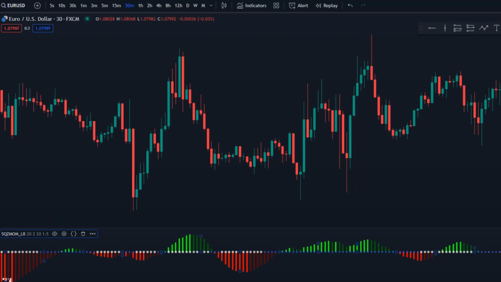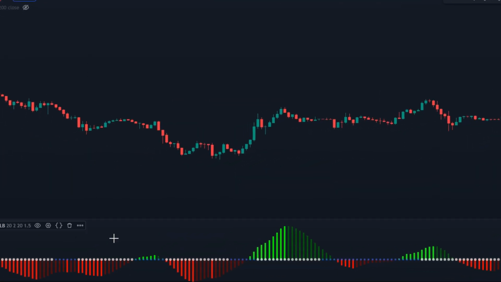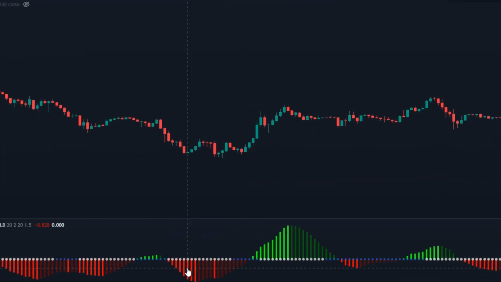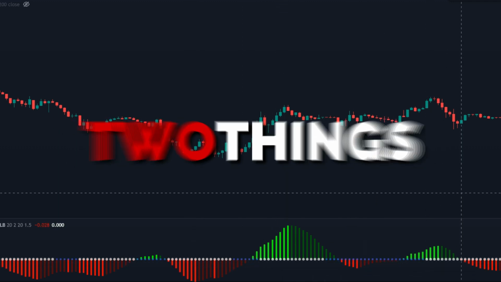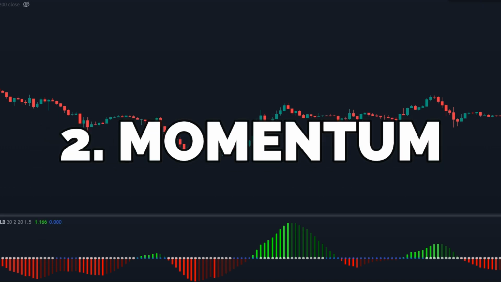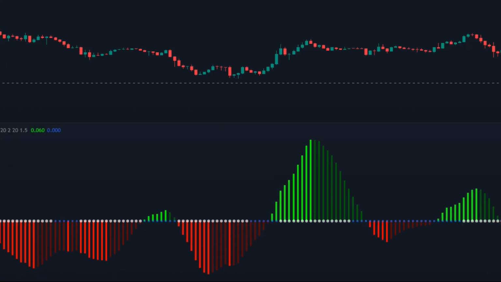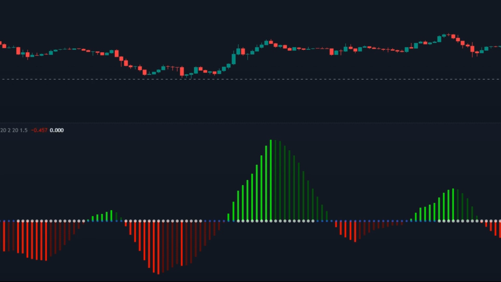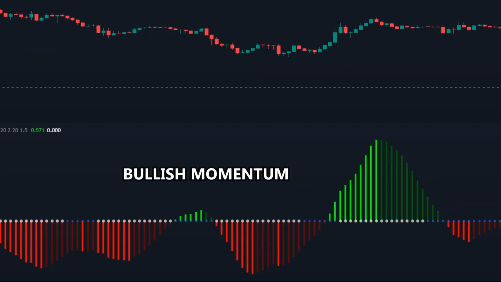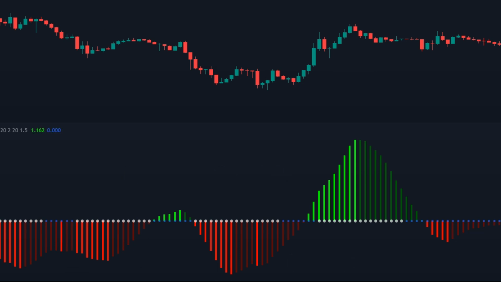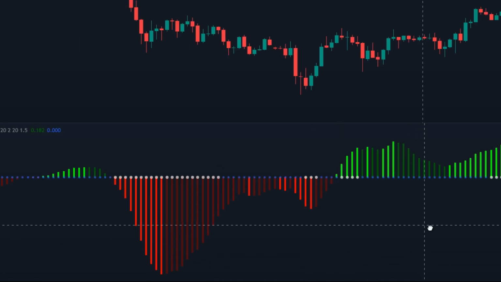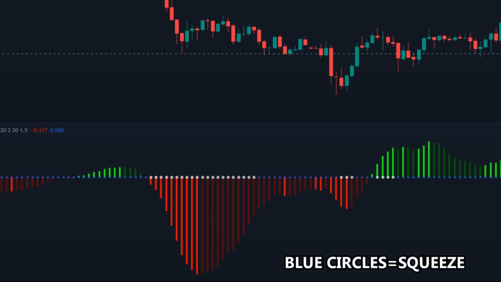Let's get to know this indicator. We have green bars and red bars. There are some white circles as well as some blue circles. It looks complicated, but the squeeze momentum actually demonstrates two things only: volatility and momentum. The bars of the indicator show the strength of momentum in any market. Here the green bars showing the bullish momentum, and similarly when they are red, it means there is a bearish momentum. This circle actually shows overall volatility and the squeeze in momentum.